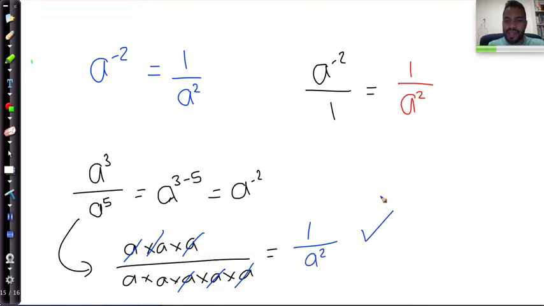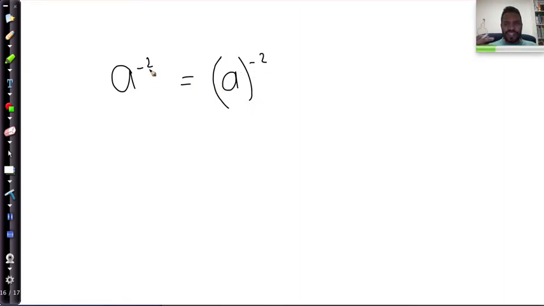And that's how I get that. Okay, so a quick way of dealing with negative exponents. Well, I'm going to let you in on a little secret. A to the negative 2 can be written as a in a bracket to the power of negative 2. Okay, let's just make that an a to the power of negative 2. If I write it like this, these two things are identical.